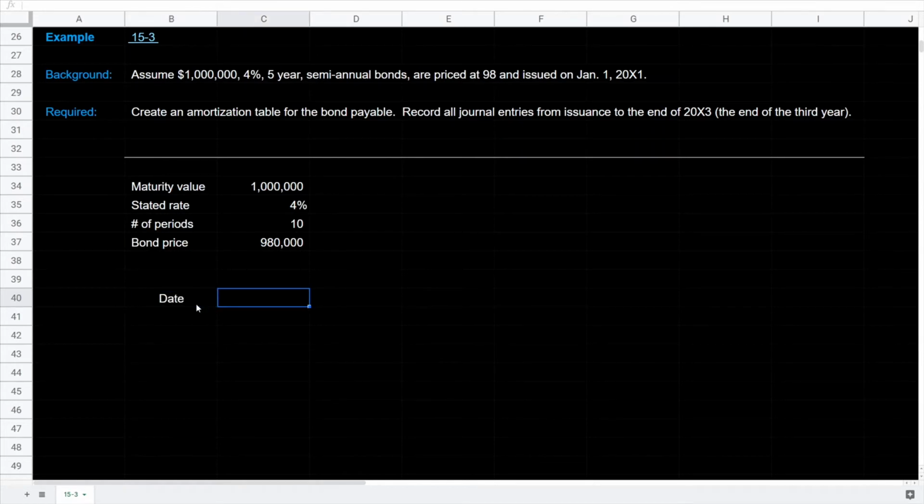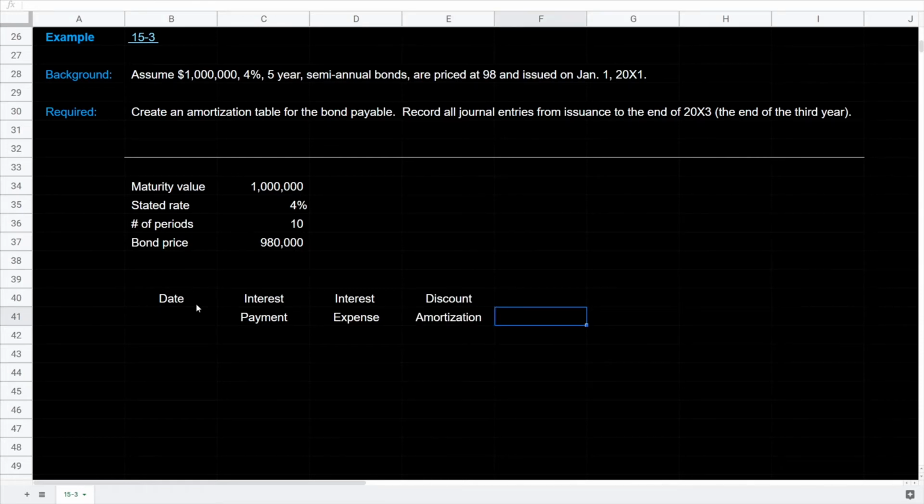Let's begin with the column for the date. Next to that, we can have a column for the interest payment. Another column for the interest expense. We'll have a column for the discount amortization. A column for the discount balance. And the balance or the carrying balance of the bonds. We'll call it the bond carrying balance.